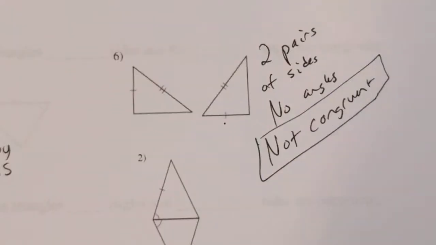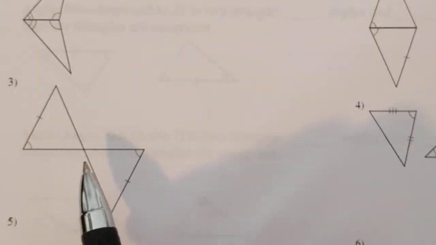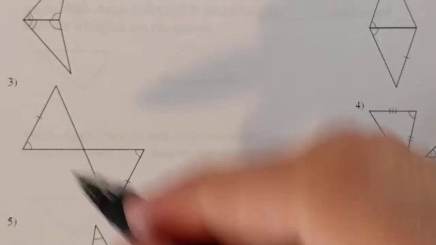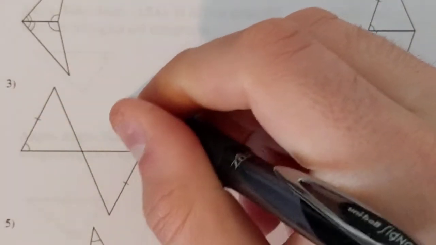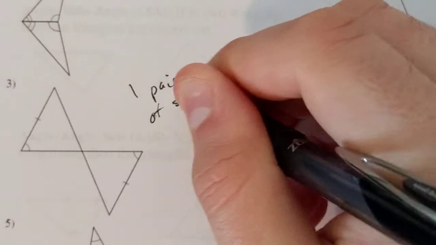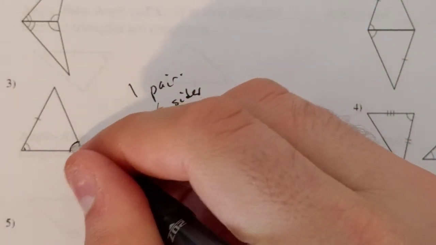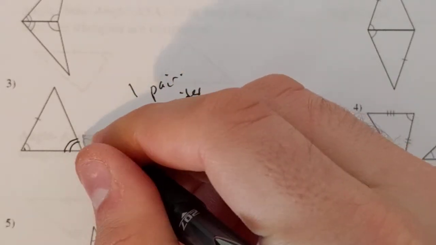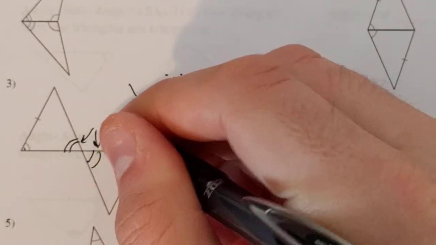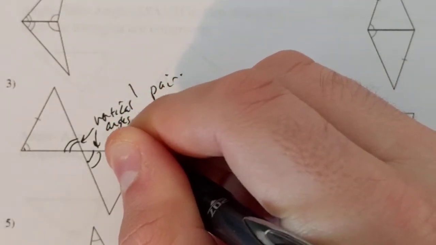Let's look at this third example here. We have one pair of sides marked. One pair of sides. And then how many angles do we have marked? We have one pair here, and then we actually have a second pair right there. In case you guys forgot, those are vertical angles, and they are always congruent.